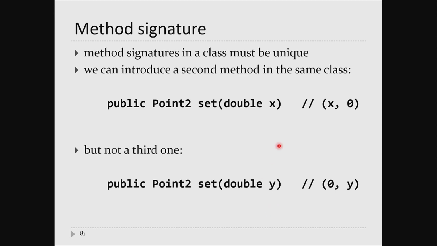So set double x, what does it do here? Why did I write that? That's interesting. This is supposed to set the x coordinate of the point. That's supposed to set the y coordinate of the point. But you can't have both these methods in the same class because they have the same signature. And that's why the methods were named x and then double x and then y and double y. They have different names, therefore they have different signatures.